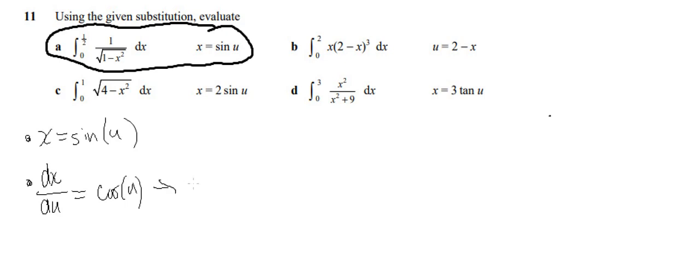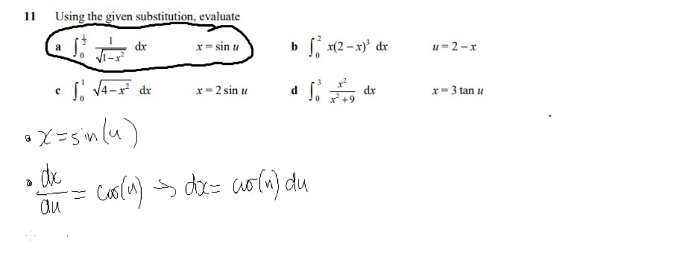Now remember, what we want is dx in terms of u, because dx is the thing we want to replace. Now that means that dx is cos u du. So that's what we're going to put into our integral.